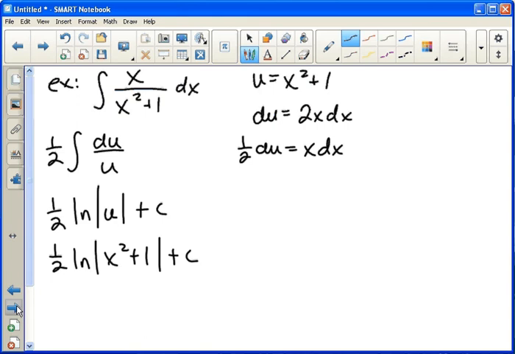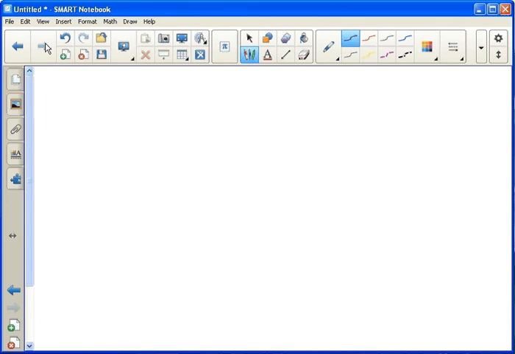Hopefully the pattern's becoming very apparent to you at this point, but we're going to do a few more examples and then look at one or two things you kind of have to watch out for. So first, just some more examples. Let's say we have the integral of 3x squared plus 1 over x cubed plus x plus 1 dx.